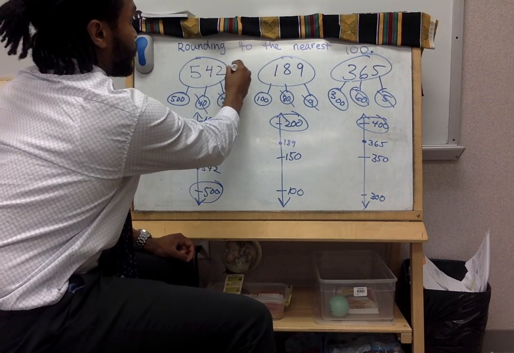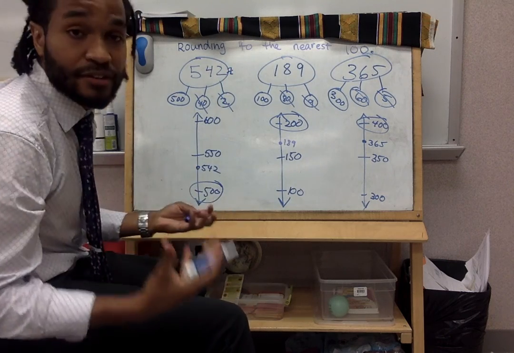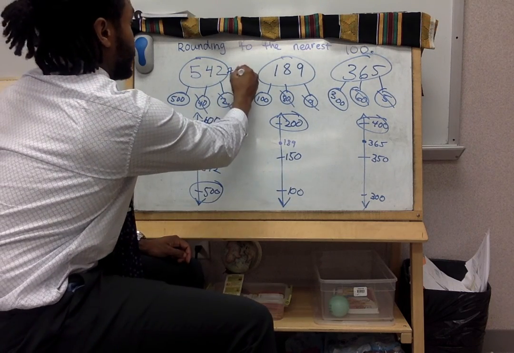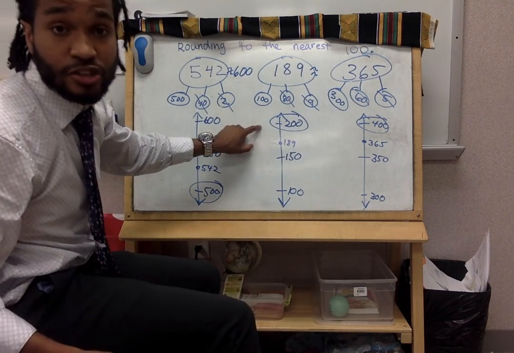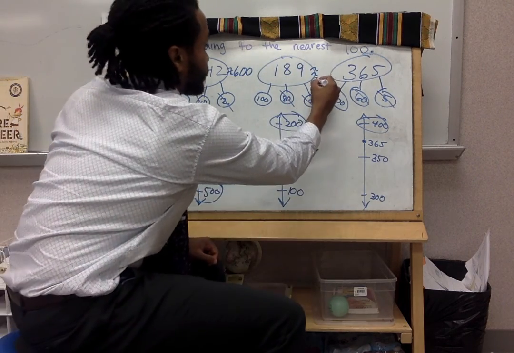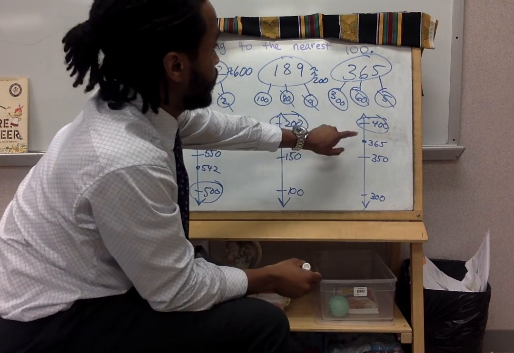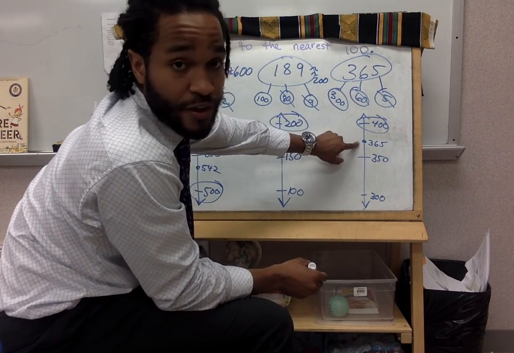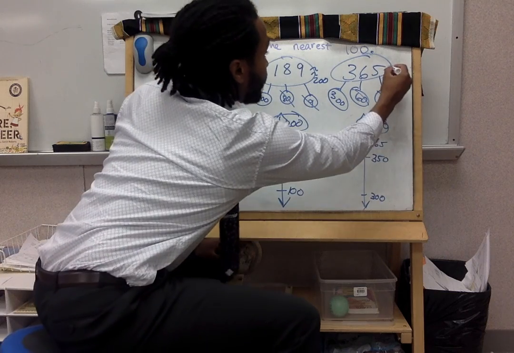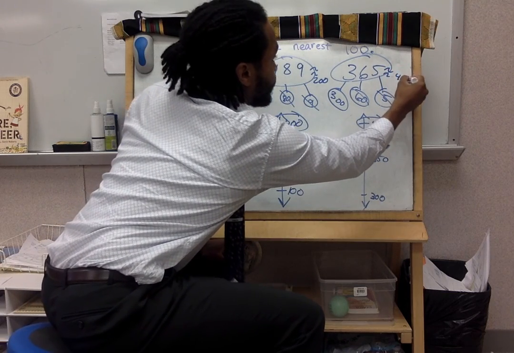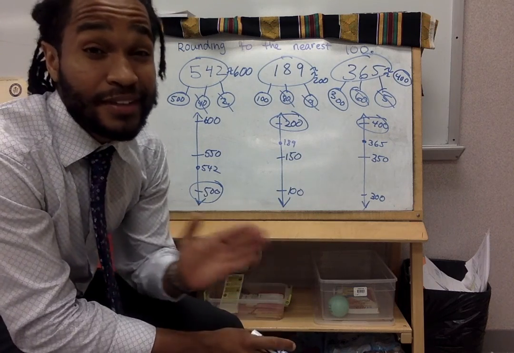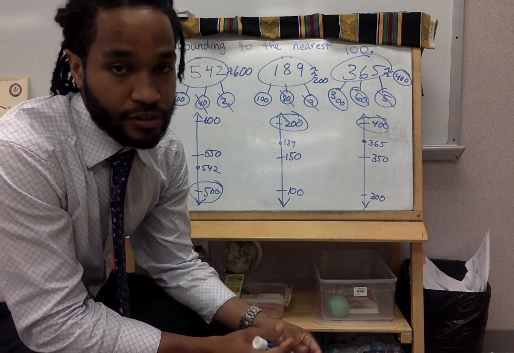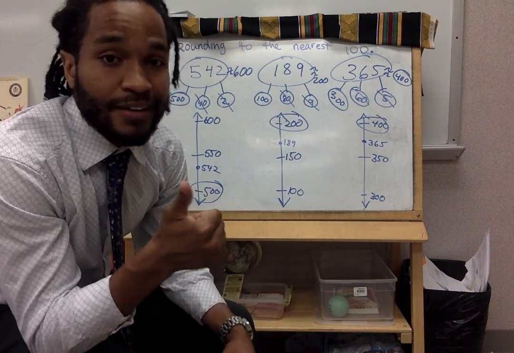So 542, the nearest 100 is 600. 189, the nearest 100 is 200. 365 is closer to 400. And that is how we round three-digit numbers to the nearest hundreds, using a number bond and a vertical number line.